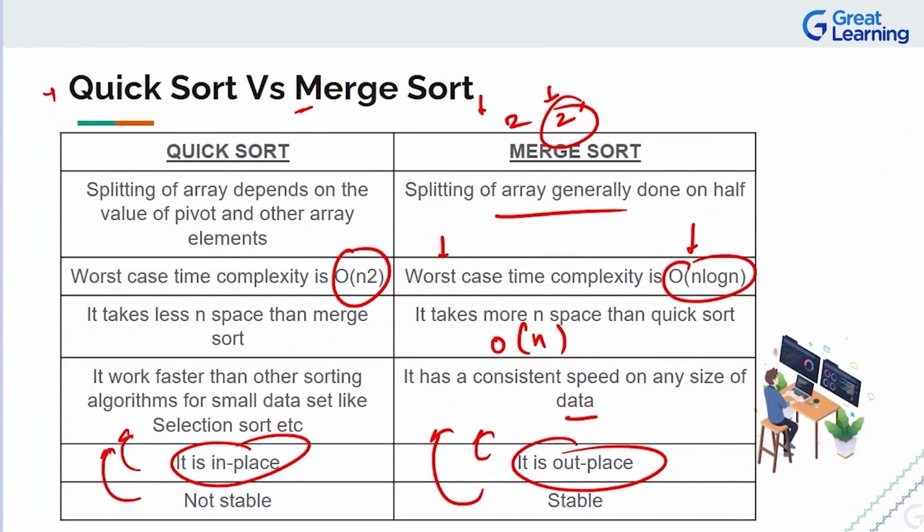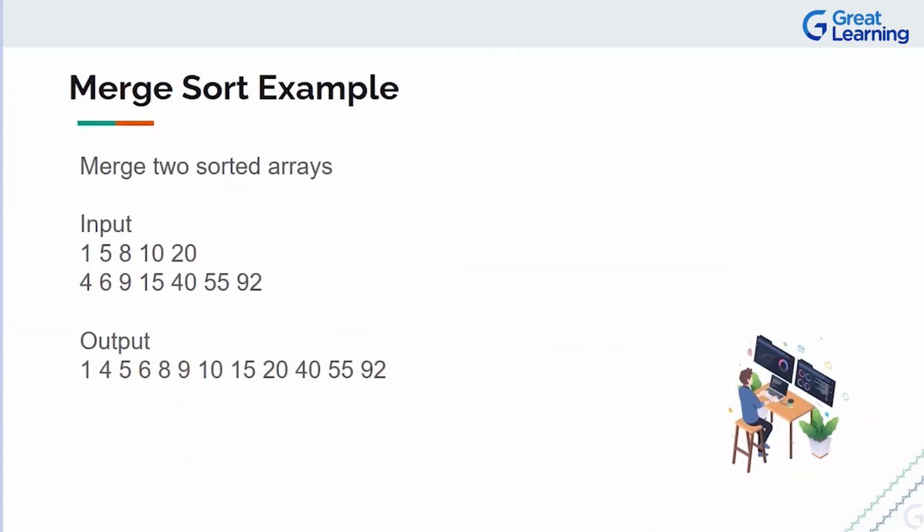So this is the comparison between quick and merge sort. Now let's try to see one of the examples, which is one of the most commonly asked questions on merge sort. You have been given these two sorted arrays, and you have to merge them into a single sorted array.